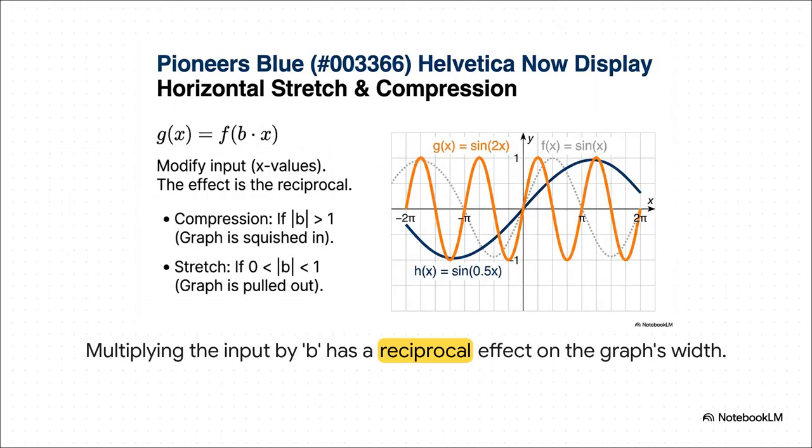And yep, you guessed it. Just like with the shifts, the horizontal version is counterintuitive. When we multiply the input x by a number, the effect on the graph is the reciprocal of that number. So multiplying by 2 inside the function doesn't stretch it horizontally. It actually squishes it. It compresses it by a factor of 1/2. And multiplying by 1/2, that stretches it out by a factor of 2. It's wild, but it's the rule.